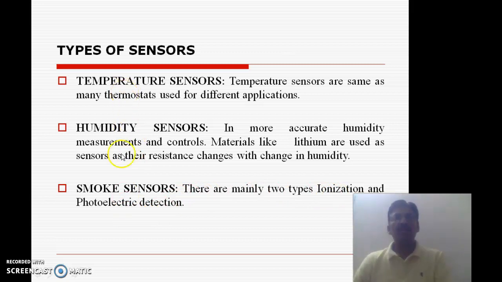So these different types of sensors are also used along with different equipment in an air conditioning system or in an air handling unit. But the main part of an air handling unit or air conditioning equipment is nothing but the fan. So the fan is very important. The selection of the fan is important in air conditioning.